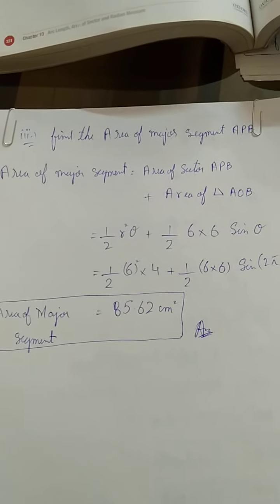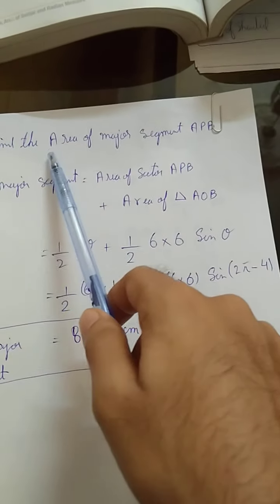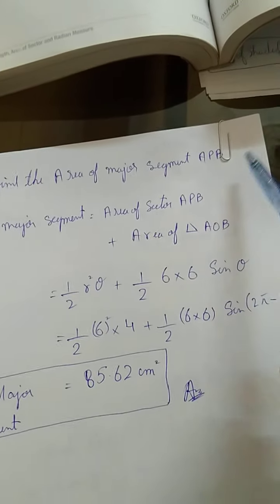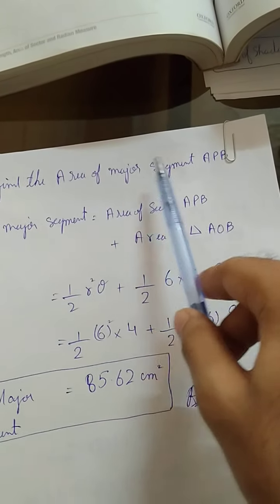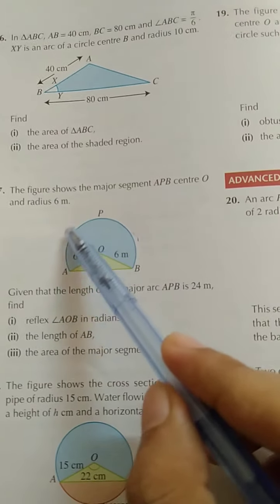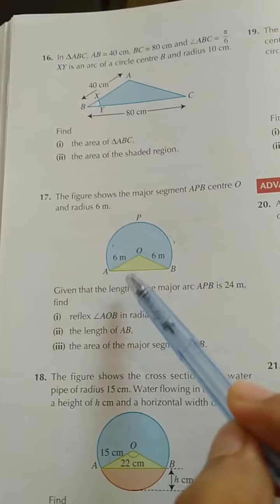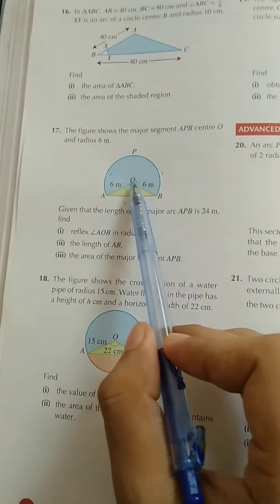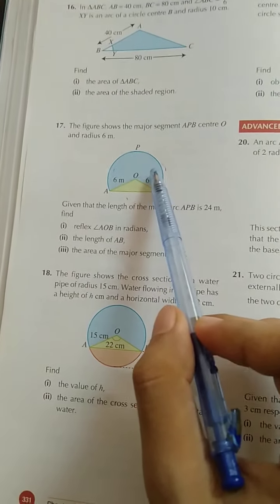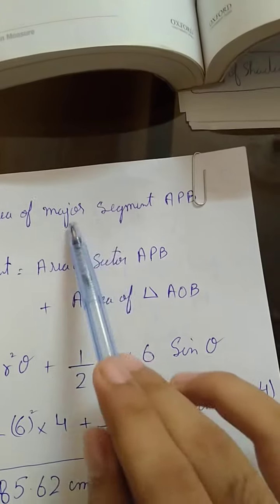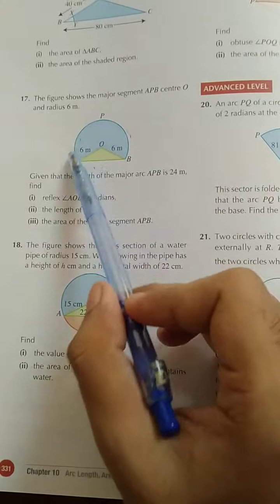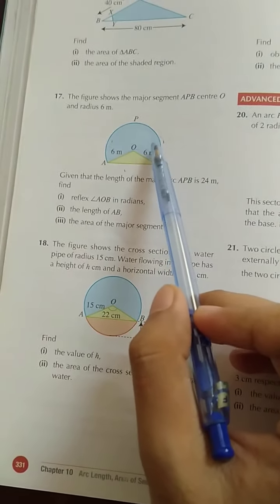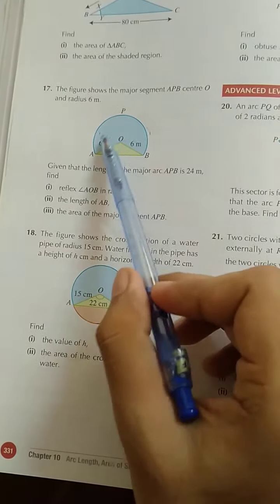Okay, so here we have part 3. Part 3 says find the area of the major segment. One thing we need to focus on is that it says major segment. Major segment means we have to find the entire area of this diagram, which includes the major sector and this triangle also. For example, if it had said major sector, then we would have only found the area of the major sector, which is in the blue color. However, it says major segment, so we have to find the area of this entire diagram, which includes the blue, which is the major sector, plus the green triangle also. So we have to find the entire area.